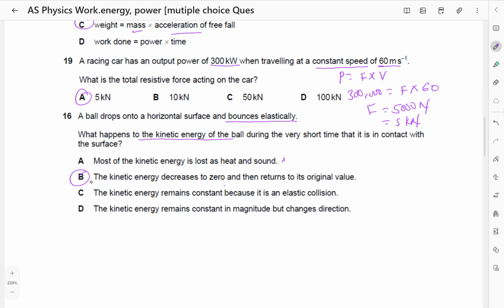What happens to the kinetic energy of the ball during the very short time that it is in contact with the surface? So the kinetic energy decreases to 0 and then returns to its original value because it bounces elastically. So it means kinetic energy is conserved. The kinetic energy remains constant because it is an elastic collision, but they said the very short time that it is in contact with the surface. So it goes to 0, and then because there is a change in direction, velocity will first be momentarily 0 and then changes direction, so it then returns to its original value.